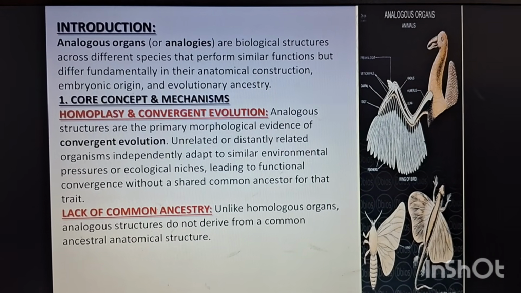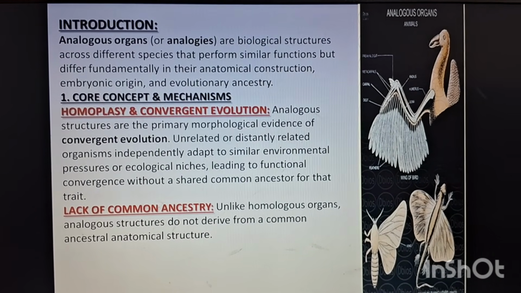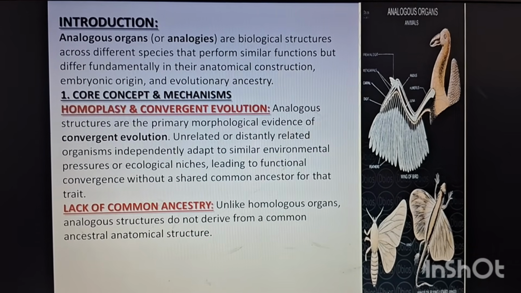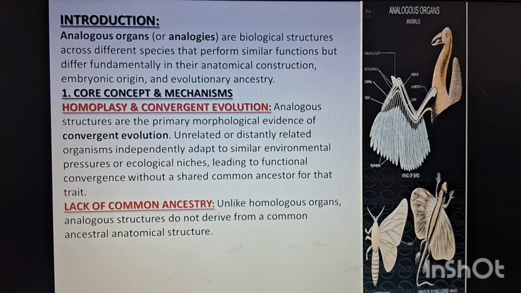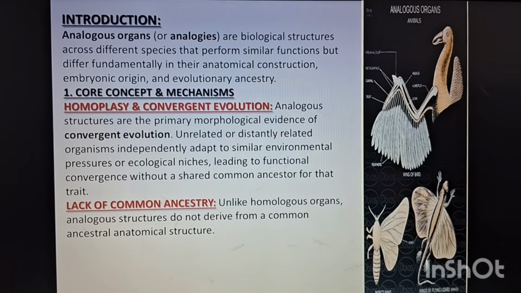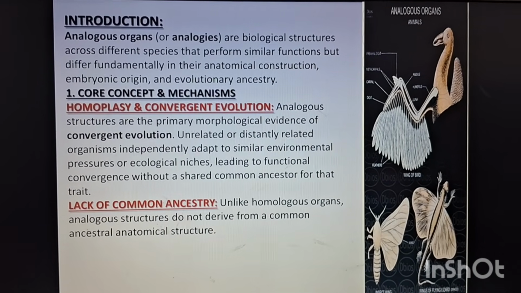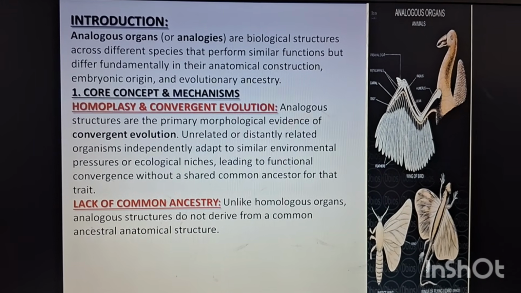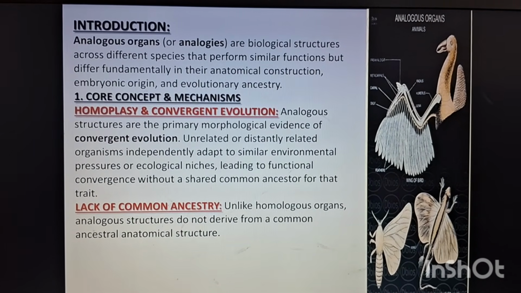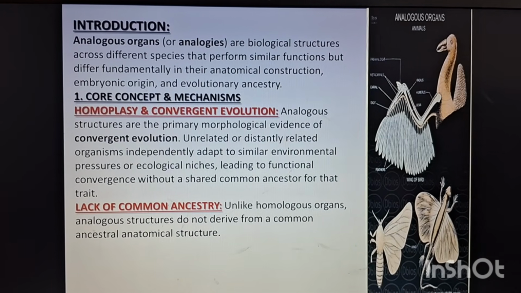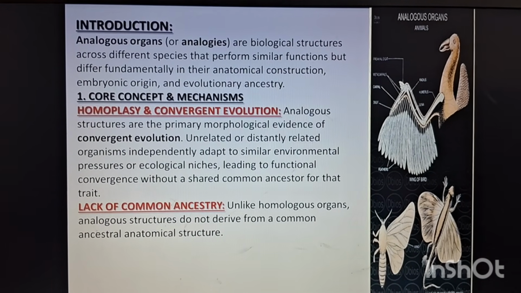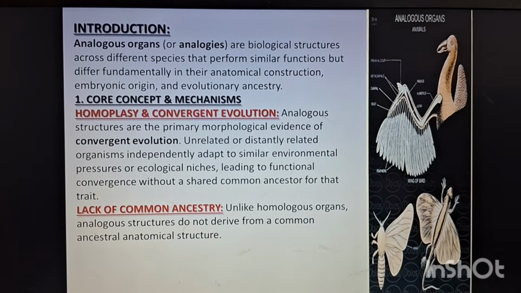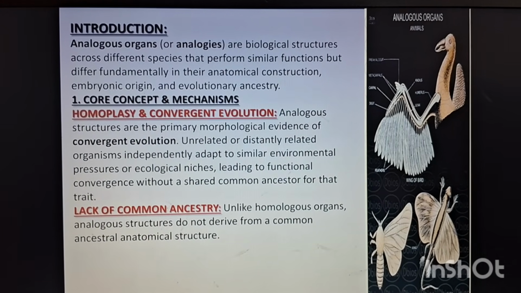Analogous structures are the primary morphological evidence of convergent evolution. Unrelated or distantly related organisms independently adapt to similar environmental pressures or ecological niches. It is leading to functional convergence without a shared common ancestor for the trait. Next mechanism is lack of common ancestry. Unlike homologous organs, analogous structures do not derive from a common ancestral anatomical structure.